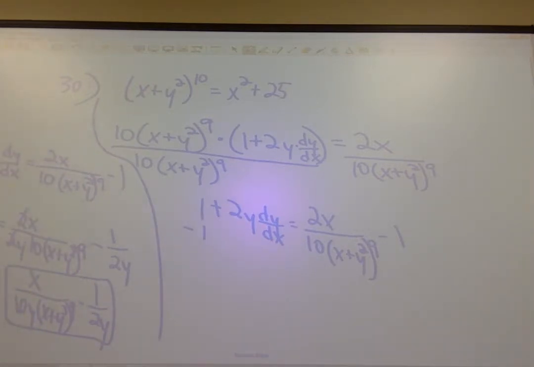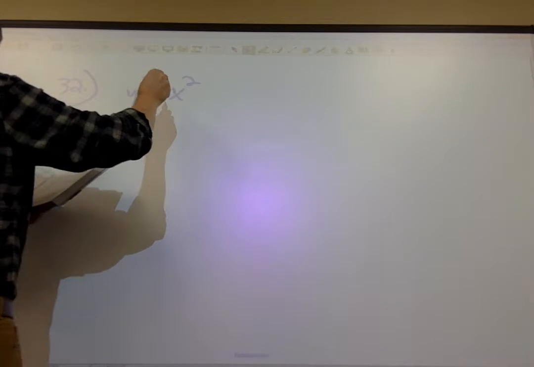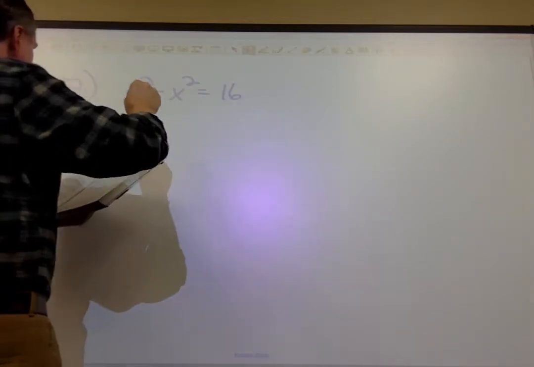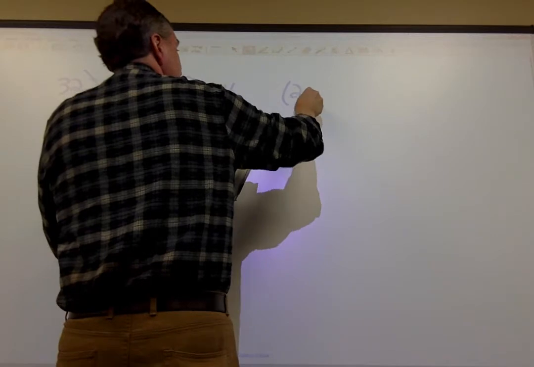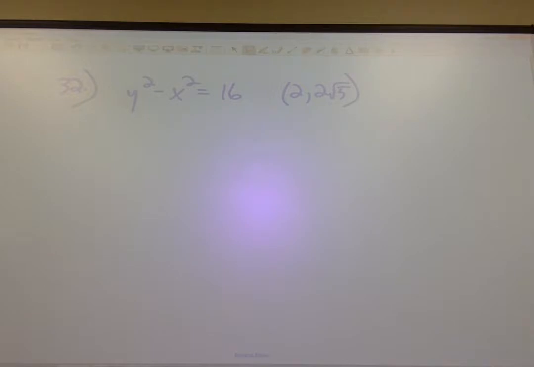So, okay. What about 32? Find the equation of the tangent line to the graph of the function by the equation at the indicated point. Well, 32 is not a function. I don't know why they use that wording in the instructions, but they should have said find the tangent line to the graph of the equation, or the relation. 32, the equation they give me, y squared minus x squared is equal to 16. They want the equation of the tangent line at the ordered pair 2 square root of 5. Okay.